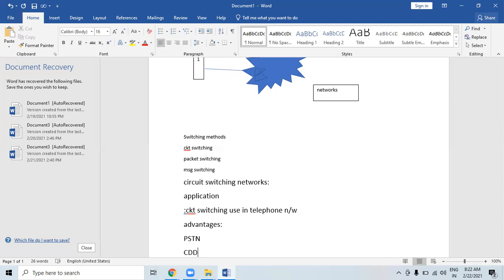Then packet switching. In packet switching, messages are broken up into packets. Each packet has a header with source.